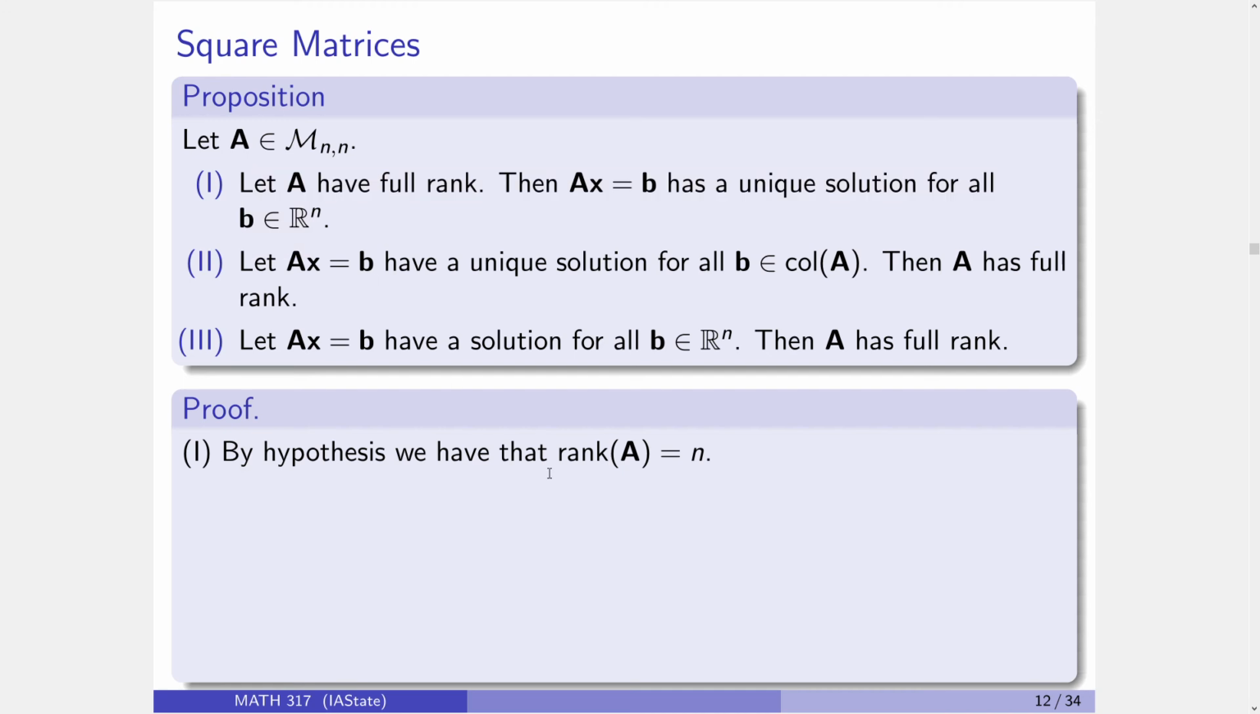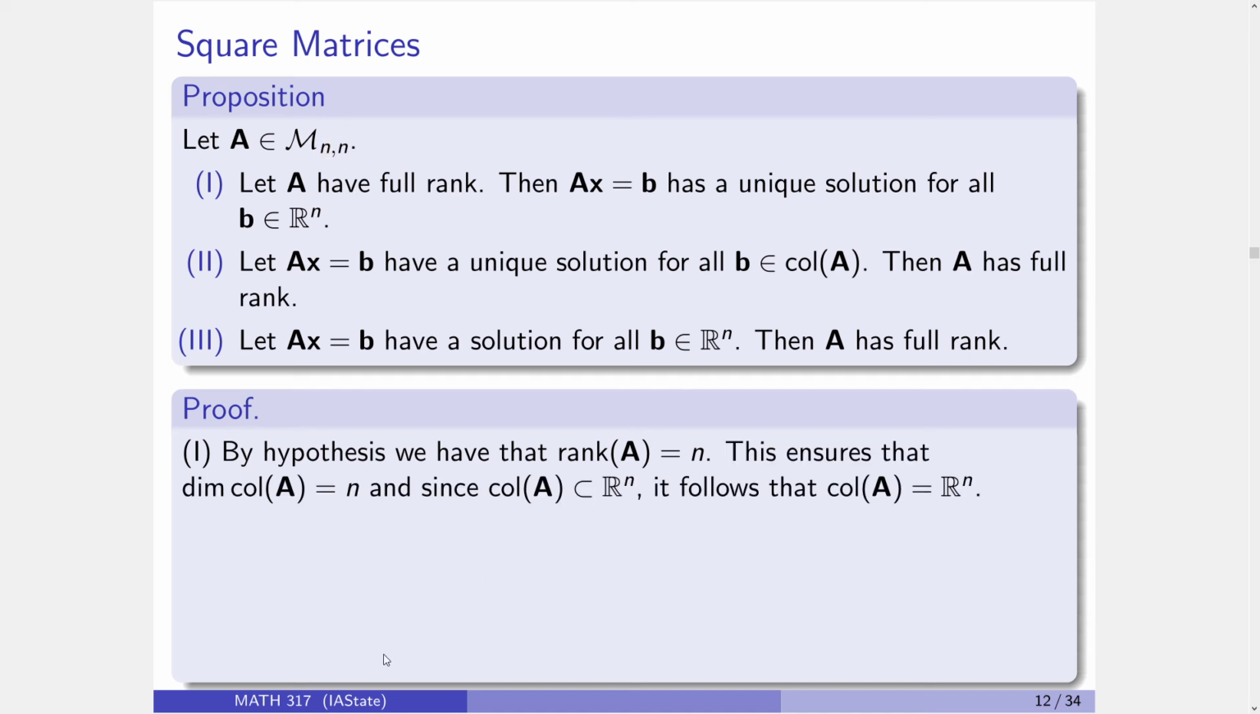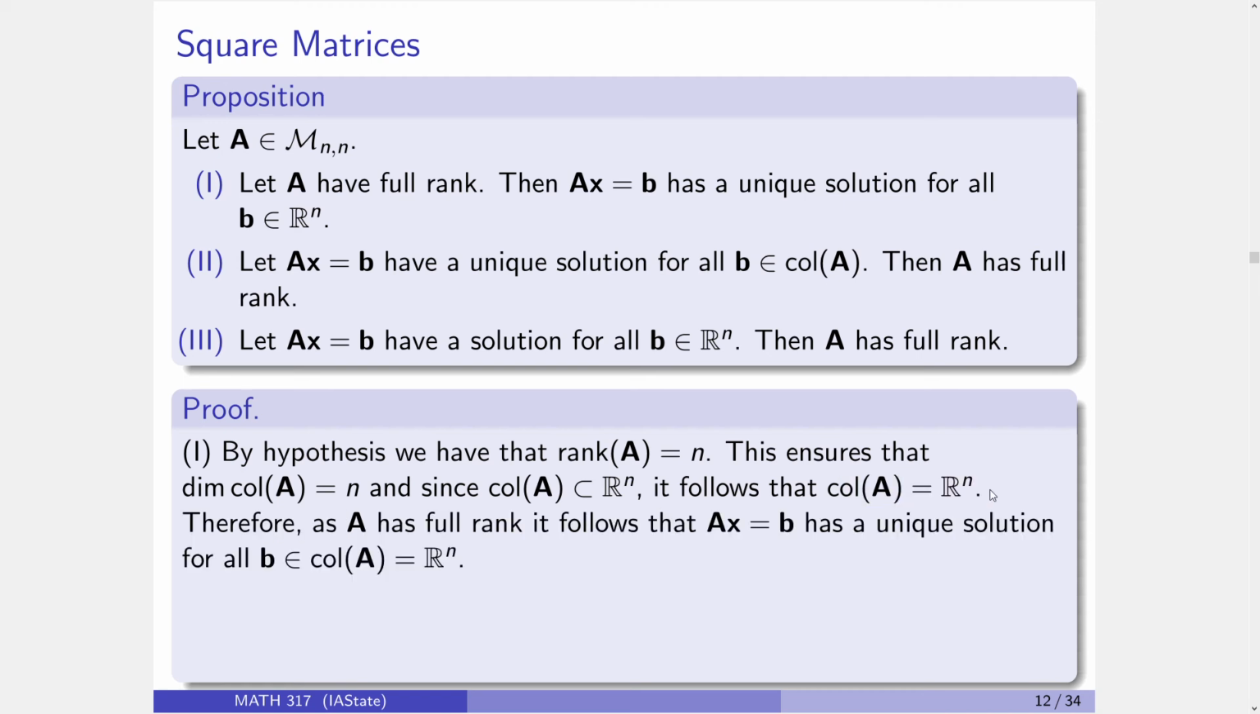So let's see this. By hypothesis, the rank is equal to n, right? Because this means full rank, the number of columns. But the rank is not only equal to the number of columns, it's also equal to the number of rows. So the column space has dimension n, and since the column space is a subset of Rn, that means the column space is Rn. And since we are full rank, that means we know Ax equals b has a unique solution for all elements of the column space. The column space is Rn, so we're happy.